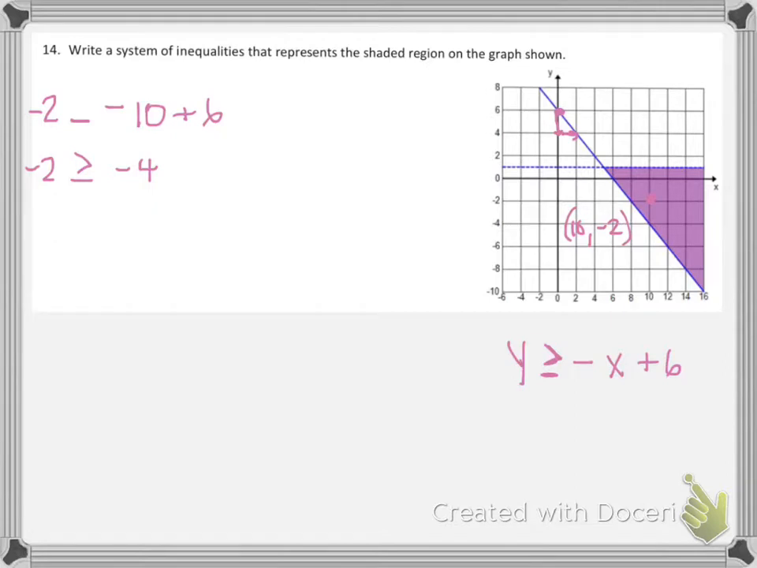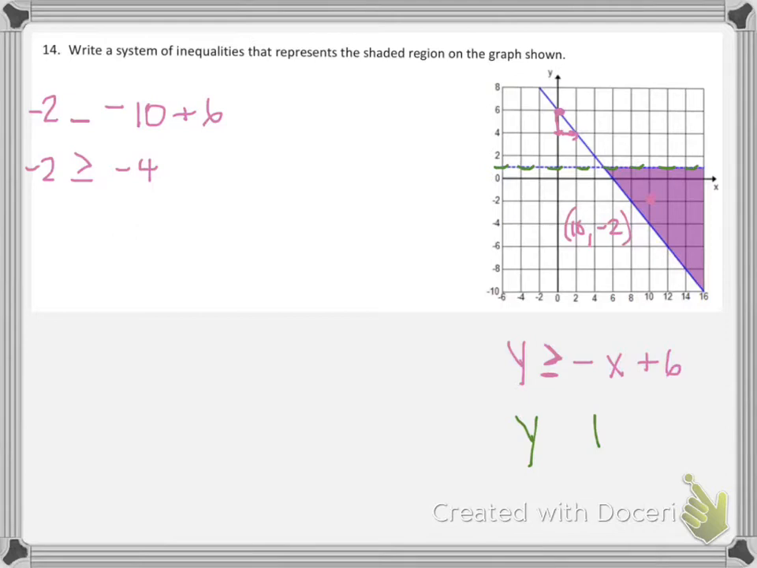And then I have to check the other line. Well, the other line is this. It's a dashed line, and it's horizontal. And that means it doesn't matter what x is, y is always 1. So I'm going to have a y here and a 1 over here. Okay, because it's stubborn, right? Doesn't matter what x is.